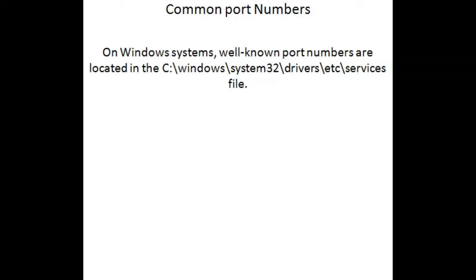Common port numbers. On Windows systems, well-known port numbers are located in the c:\windows\system32\drivers\etc\services file. Services is a hidden file. To view it, show hidden files in Windows Explorer and double-click the file name to open it with Notepad. The CEH exam expects you to know the well-known port numbers for common applications.